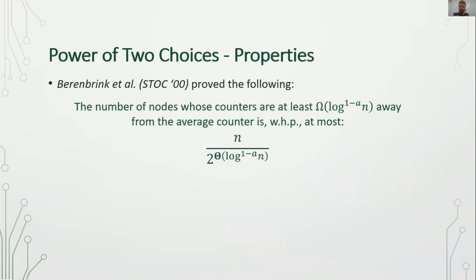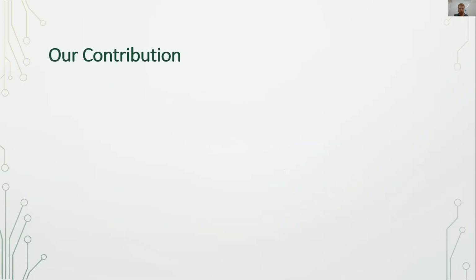From STOC 2000, that says that the number of nodes whose counter is far away from the average, which means at least Omega of log to the 1 minus a n, at least a phase away from the average, is the desired expression. It's only n over 2 to the theta of log to the 1 minus a n nodes, with high probability, of course.